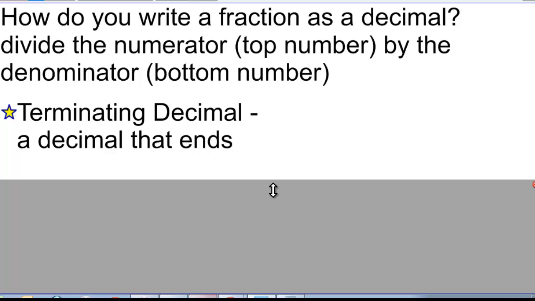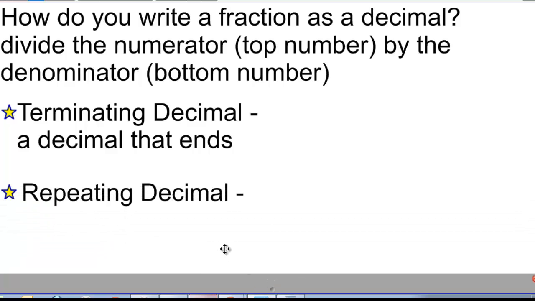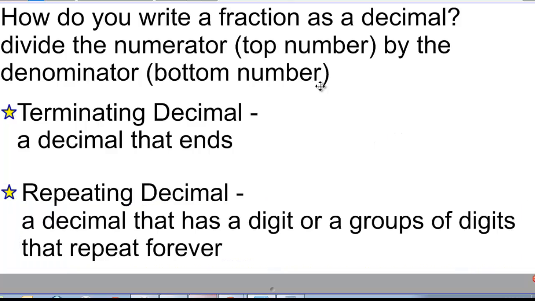The other thing that might happen when we do this division is we might get a repeating decimal. A repeating decimal is kind of just what it sounds like. It's a decimal that has one digit or possibly a group of digits that repeat forever. If I divide 1 by 3, I'm going to get 0.333333, and the 3 just keeps on going forever. If you actually do a long division of that, you will see that that's a pattern that is never going to stop. That's a repeating decimal. Or you might get 2 digits that repeat, like 0.14141414. In that case, again, it's a repeating decimal because those digits are going to repeat forever and ever.